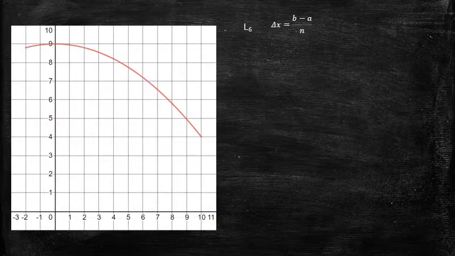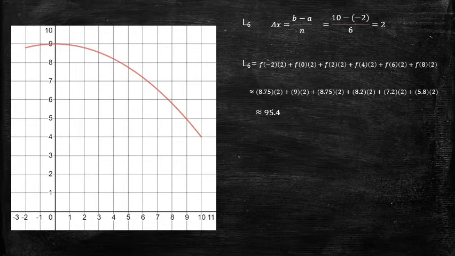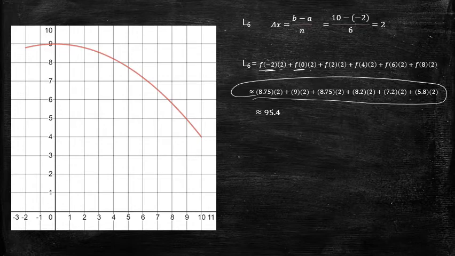Okay, so again, you'll need to calculate the delta x, which again is the width of the rectangle, so b minus a over n. In our case, 10 minus a negative 2 over 6, so 2 units for each rectangle. And then L sub 6 is what I just talked about, so f of negative 2 is the height, 2 is the width. The second rectangle, f of 0 is the height, 2 is the width, and so on. These are the values I chose for f of negative 2, f of 0, f of 2, and so on. The width of everything was 2 units, so I came up with approximately 95.4 units.